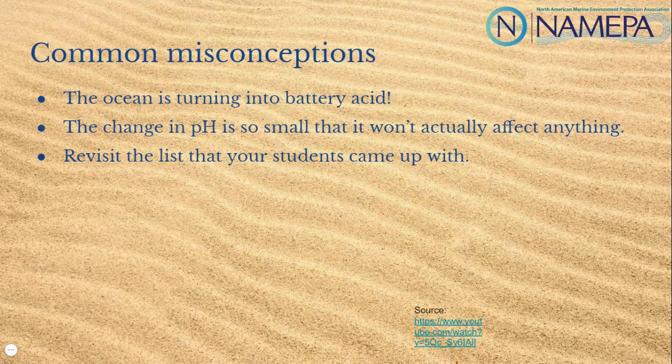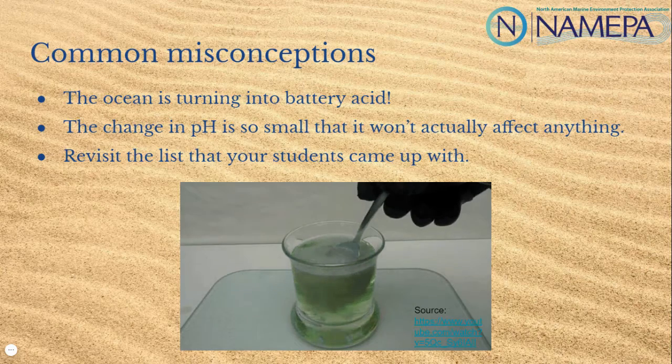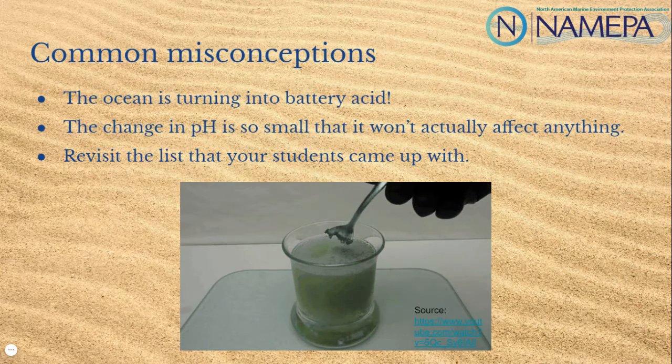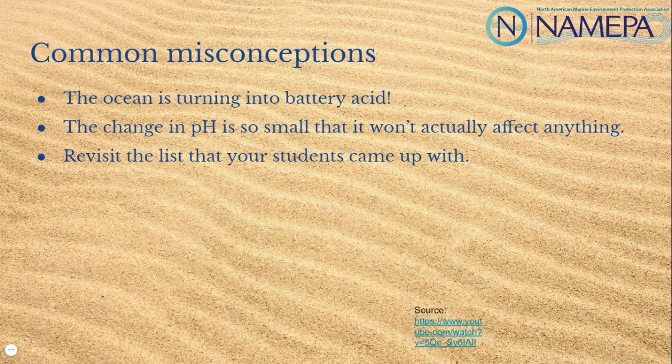Okay, now we have a pretty good understanding of ocean acidification, so let's return to the misconceptions that your group came up with earlier. The two big ones are that the ocean is becoming so acidic that all of the shells are dissolving, like this spoon, in some really strong acid. But we know that that's not true. The ocean is still slightly basic. Its chemistry has just changed to prevent shells from forming in the first place.